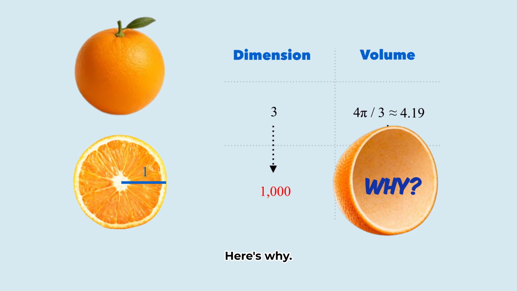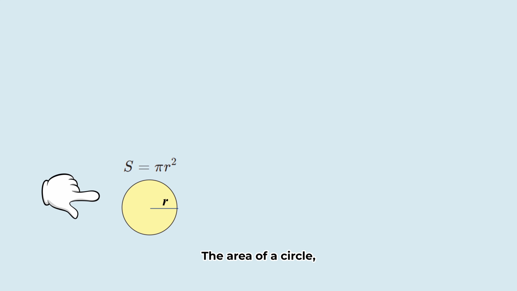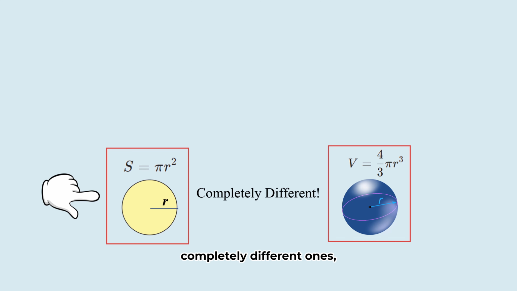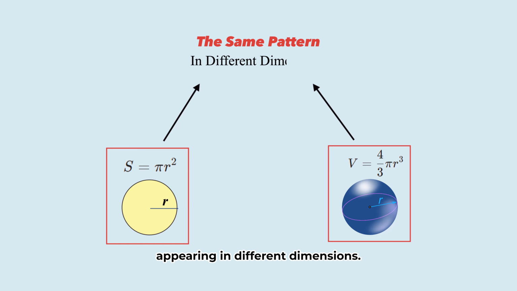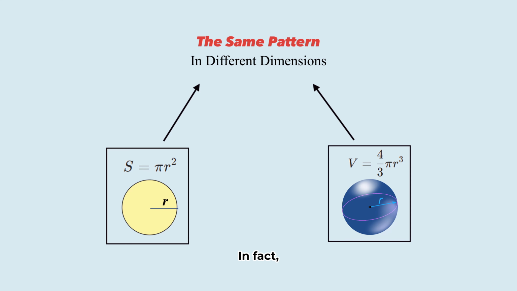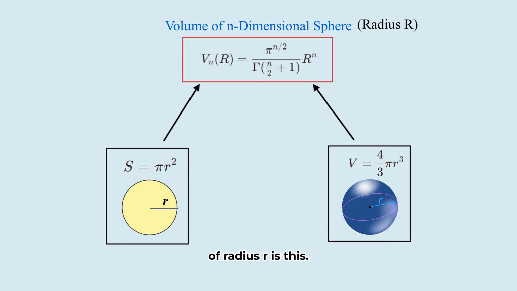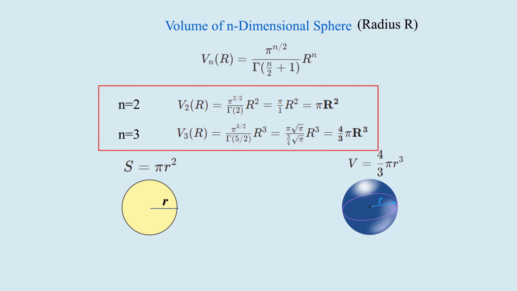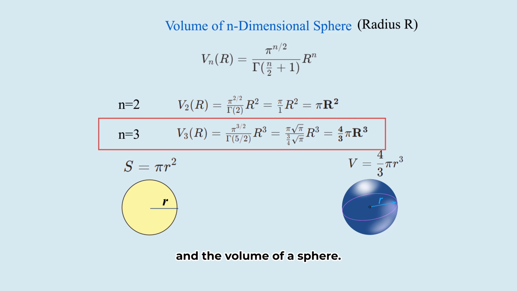Here's why. Let's start with something familiar. The area of a circle, the volume of a sphere. These formulas seem like completely different ones. But actually, they're the same pattern, appearing in different dimensions. In fact, the volume of an n-dimensional sphere of radius r is this. Set n equals 2 and n equals 3. You obtain the area of a circle and the volume of a sphere.